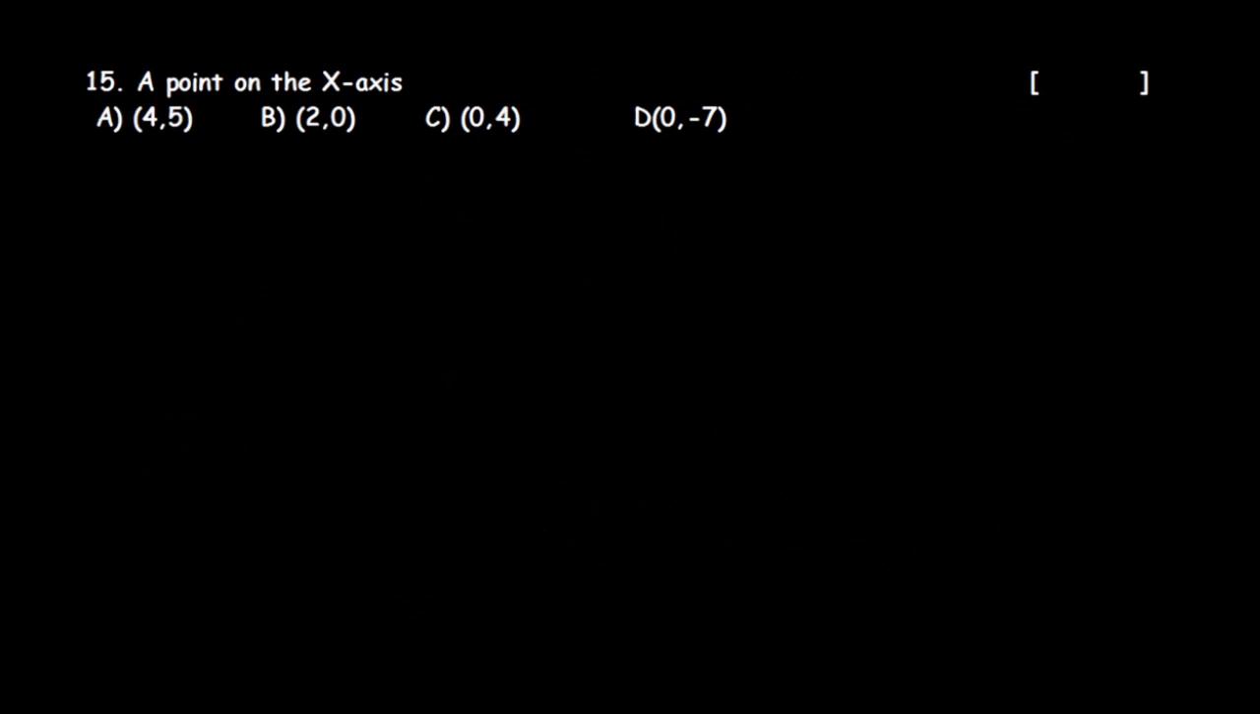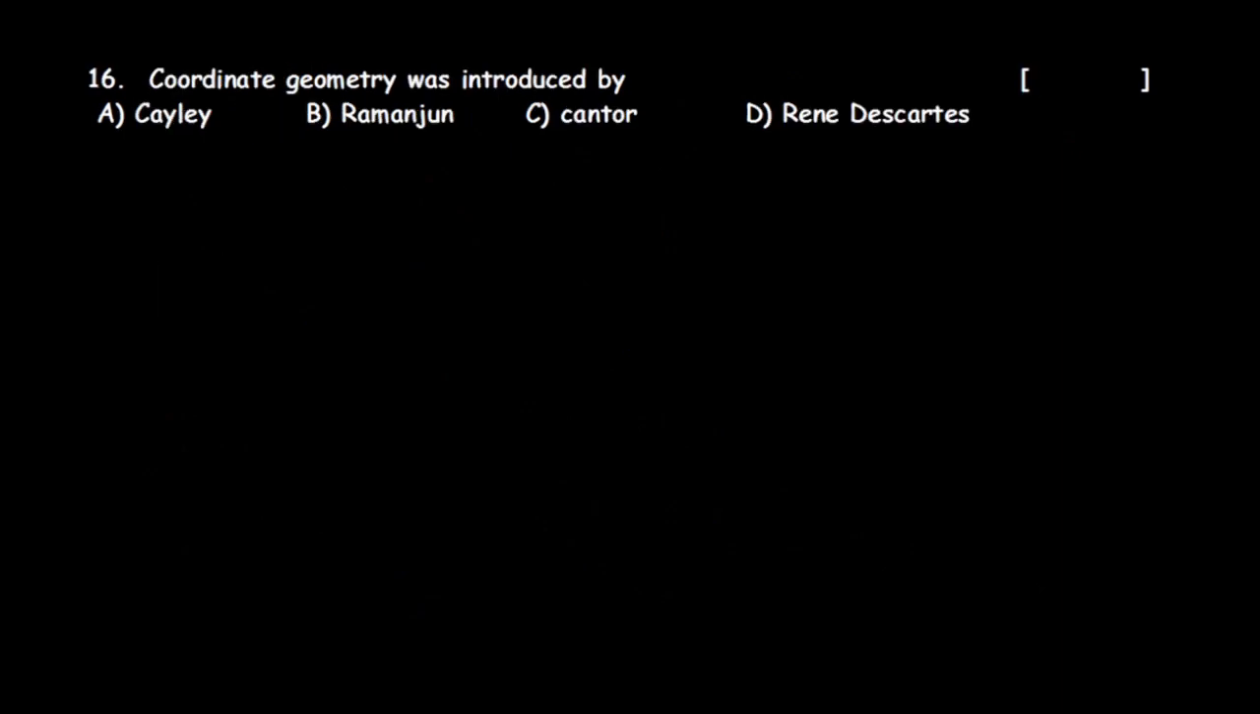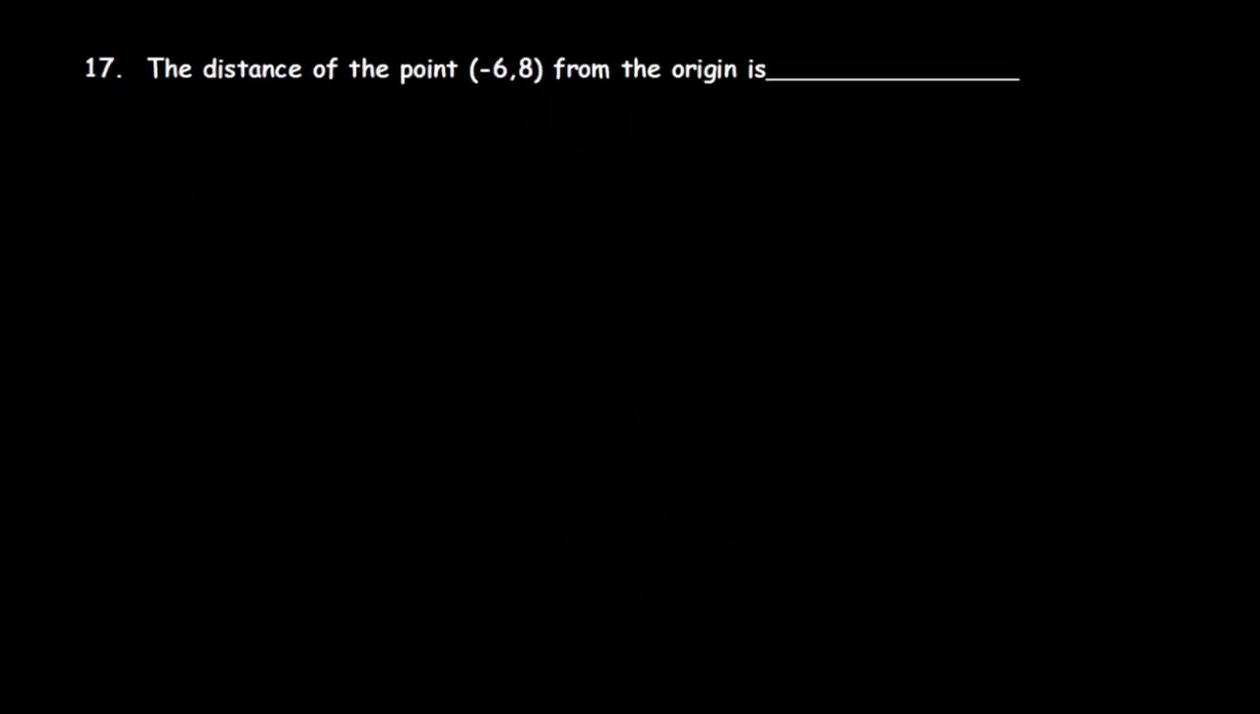The next one, a point on x-axis. So generally the point on x-axis is in the form x comma 0. So x comma 0 form is there, here b, so b is the answer for this question. Coordinate geometry was introduced by René Descartes. Answer D for this question.